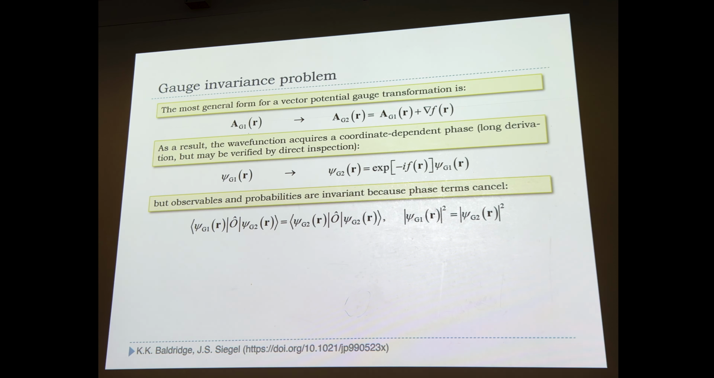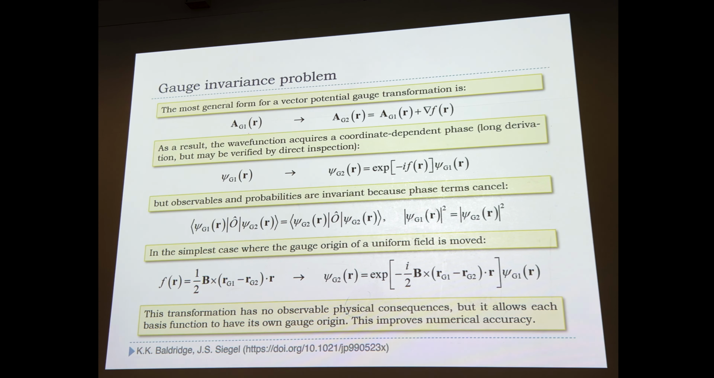And likewise, the probability density will be the same in G1 as it is in G2. And in the simplest case, if our additional function is just the move of the gauge origin of the uniform magnetic field, we will have this extra phase term. And what this means is that we can account for this term at the level of our basis set.